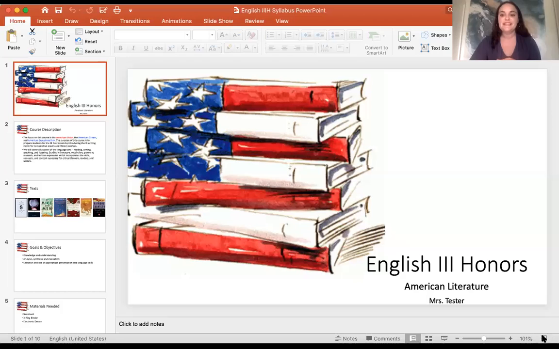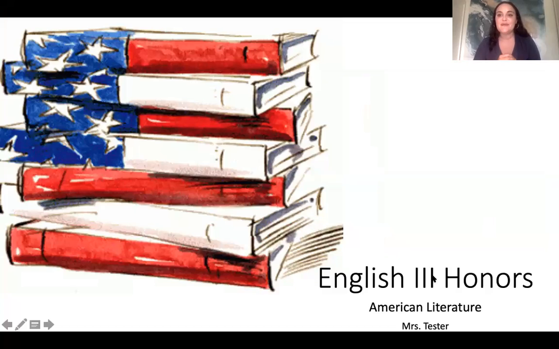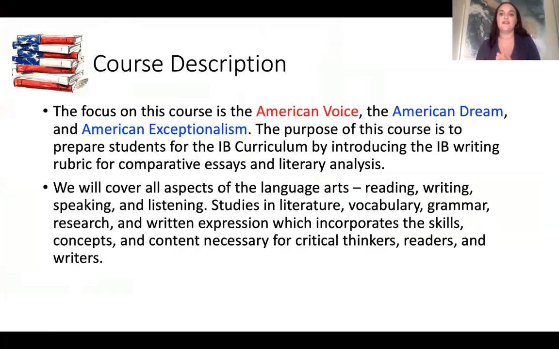If you have your English 3 syllabus in front of you, go ahead and get that out. That'll help as we walk through all of the different things that we need to know for this year. So again, it is American literature. So we're going to be really focused on the American voice, the American dream, American exceptionalism.